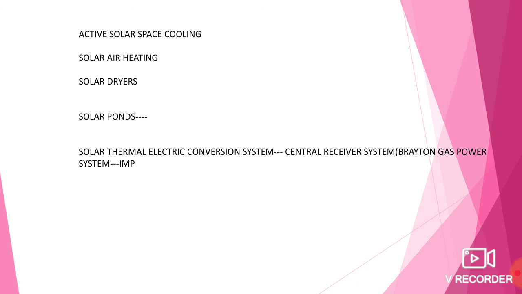In that we will see the different types of systems. As I told you, there are 4 systems. We will explain this in the next lecture.